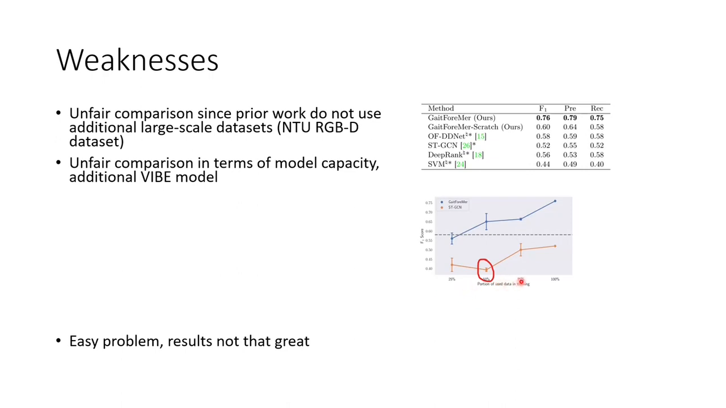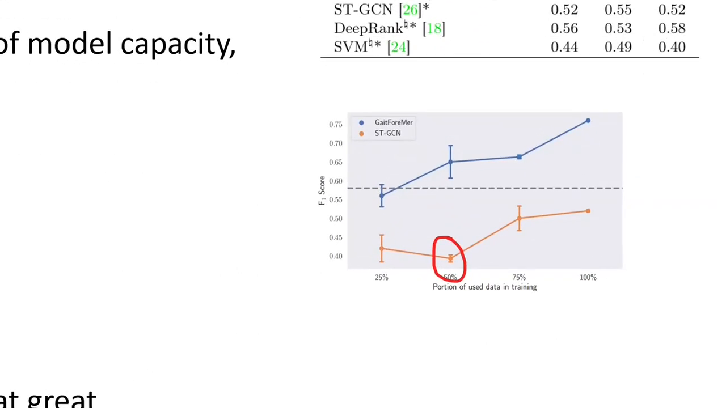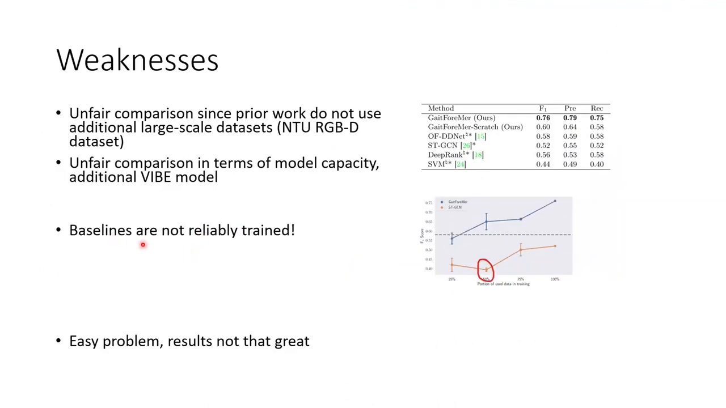because here we can see that for the baseline, when they increase the data from 25% to 50%, it actually decreased the results. So that's very weird. I've never observed this kind of thing in any semi-supervised work, like in action recognition or any other spatial temporal task. So the reliability of the baseline is still questionable.